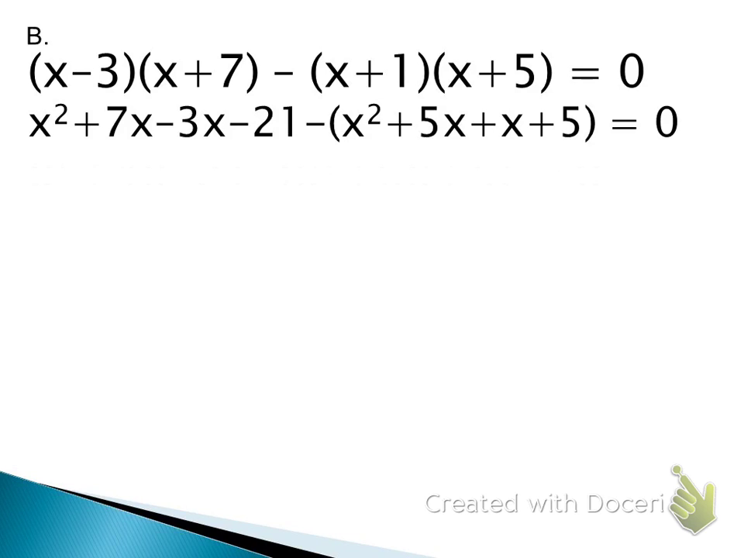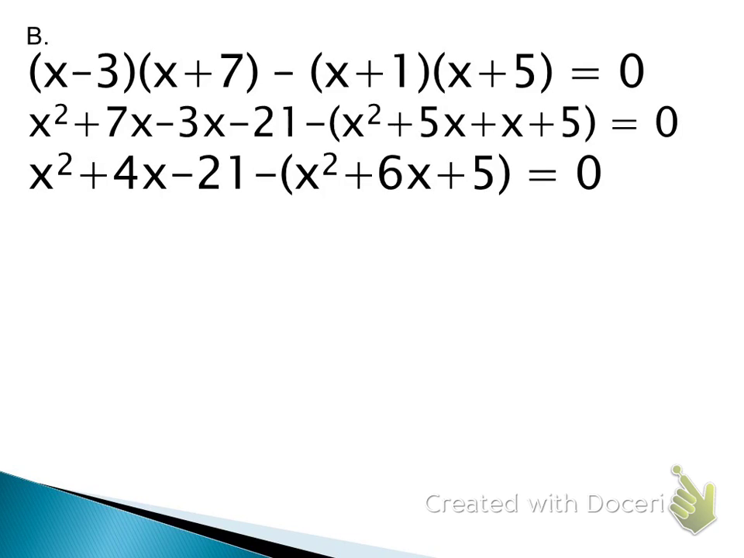Now, I see some x's together up front. These two, right? So 7x minus 3x, that's where the 4x came from. In the back, I have 5x plus 1x, which is 6x. So now I have a trinomial minus this whole trinomial. How do I subtract trinomials? Or any polynomial for that matter?